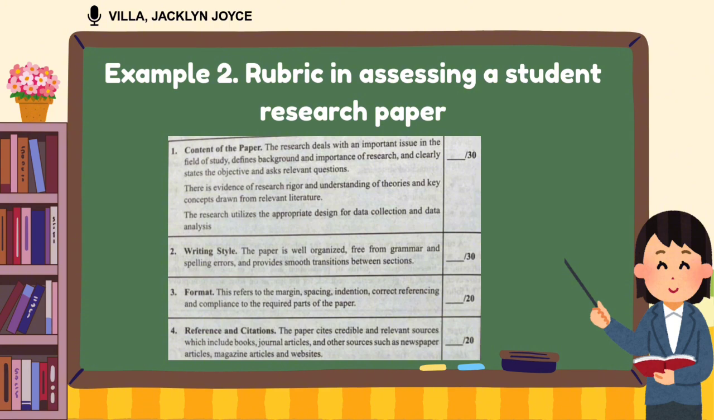So, content of the paper. This part of the rubric looks at the substance of the research paper. To get a high score, the paper should focus on an important or relevant issue in the field of study and clearly explain the background and why the research matters. Clearly state the research objective, or what the paper is trying to achieve, and ask meaningful, relevant questions. Show that the student understands the topic by referencing proper theories and key concepts from reliable sources.